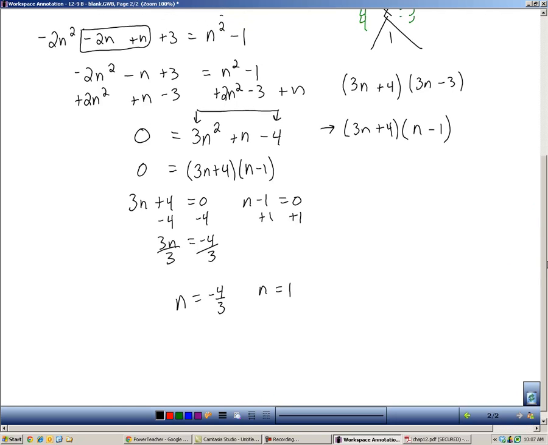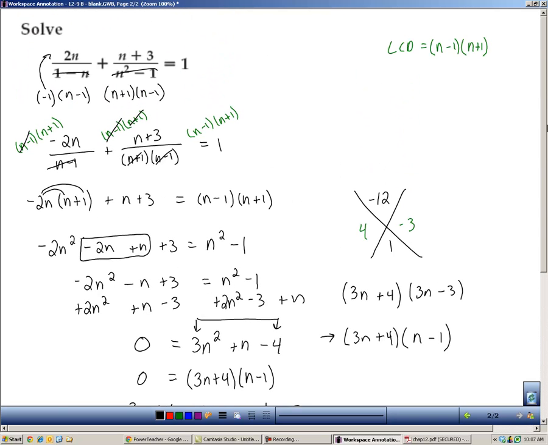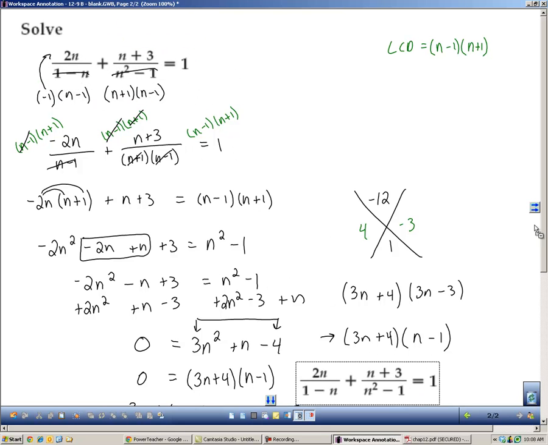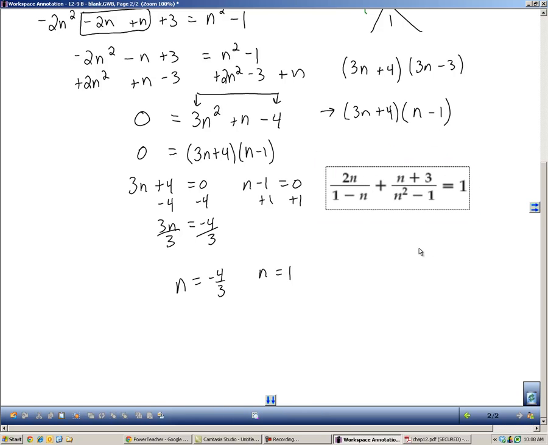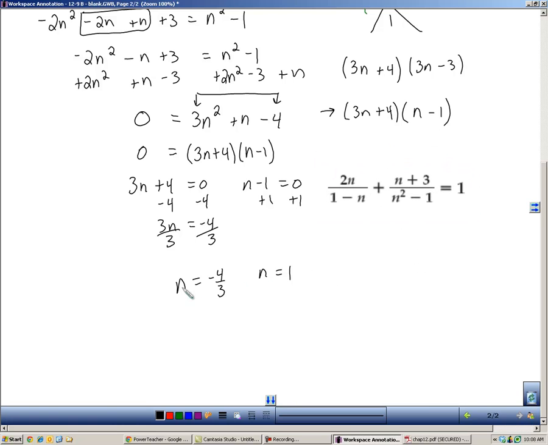Now we do have to take those and go back and see if any one of those solutions will cause one of my denominators to be equal to 0. So here I'm going to use the technology and bring it down here close to my solution so I can see. Do any one of these numbers create a 0 in the denominator? And the answer is yes. This n equals 1 will cause a 0 here and here. So we cross that out. The other one, negative 4/3, is fine. So that's my final solution.